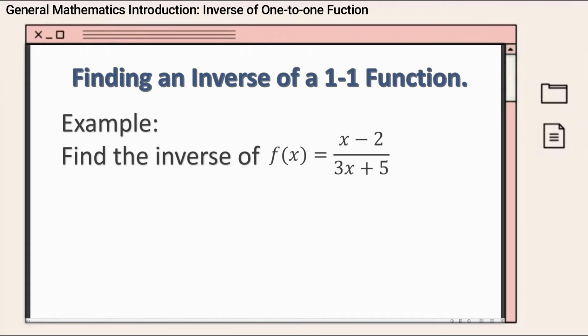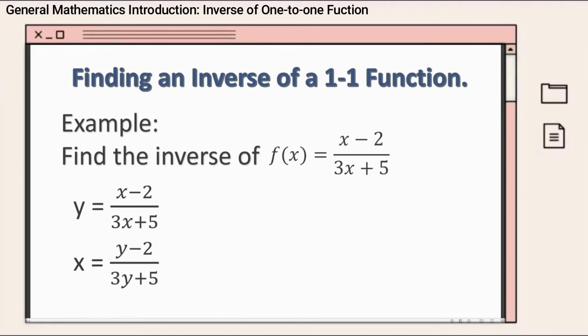Here we have an example as we find the inverse of f of x is equal to x minus 2 over 3x plus 5. So as we all know, the first step is we write the function in the form of y is equal to f of x. So as a result, we have y is equal to x minus 2 over 3x plus 5. The second step is we interchange the x and y variables. So as a result, we have x is equal to y minus 2 over 3y plus 5. The last step is we solve for y in terms of x.